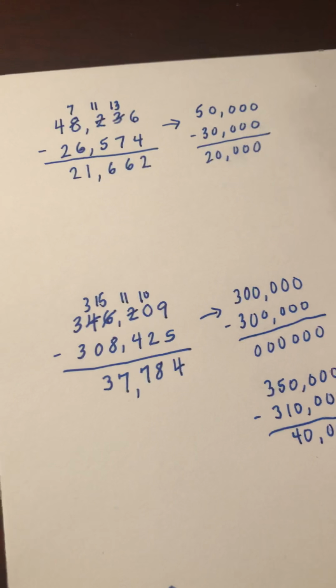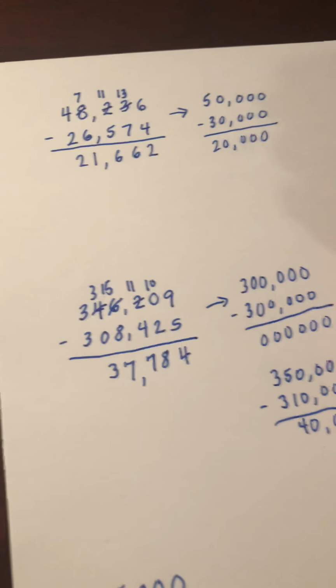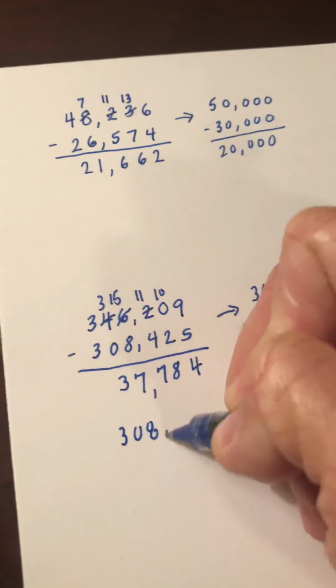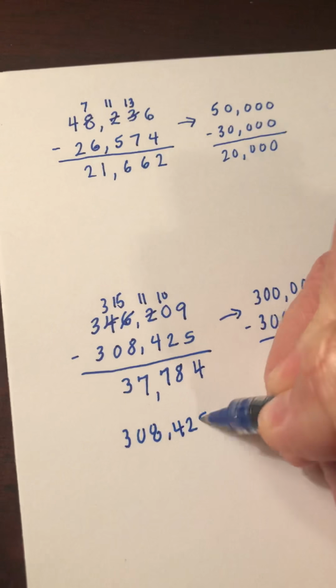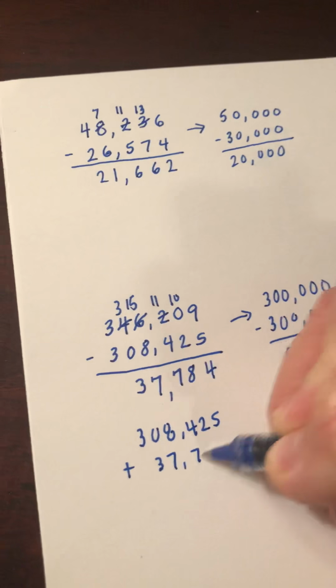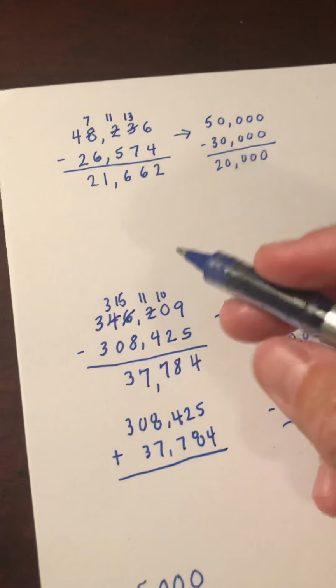But one thing we're going to look at students to do, especially if they don't feel real confident with their subtraction, is using addition to go back and check their answer. So we can take 308,425, which we were subtracting, add to it our answer of 37,784, and know we're correct if we come back to our original number up here.